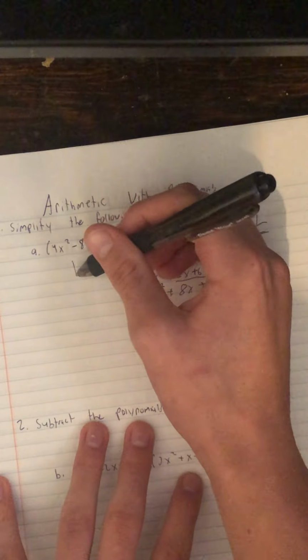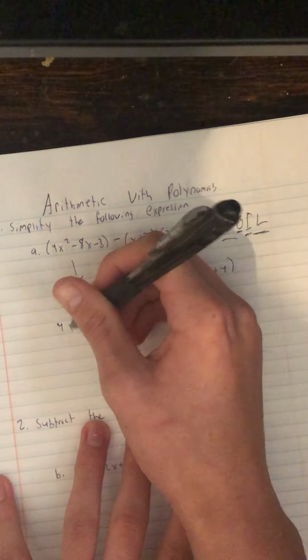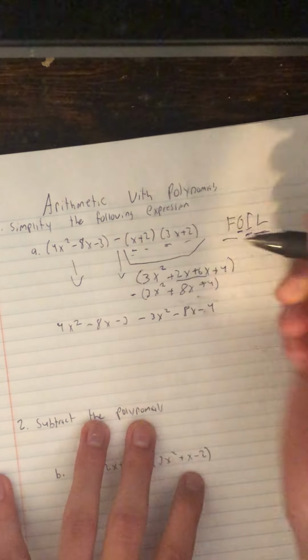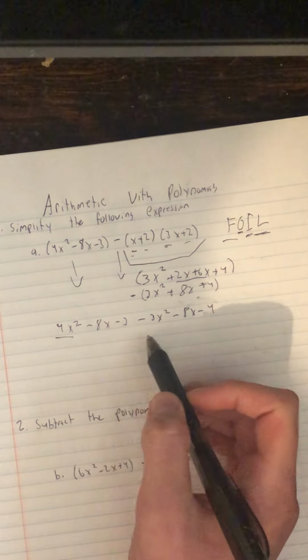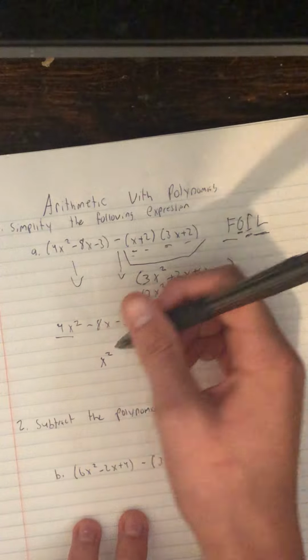Now we can pull down this problem. So that's going to look like 4x squared minus 8x minus 3. And then from here we can simply just combine like terms. So we have 4x squared and negative 3x squared. That'll equal out to just x squared.